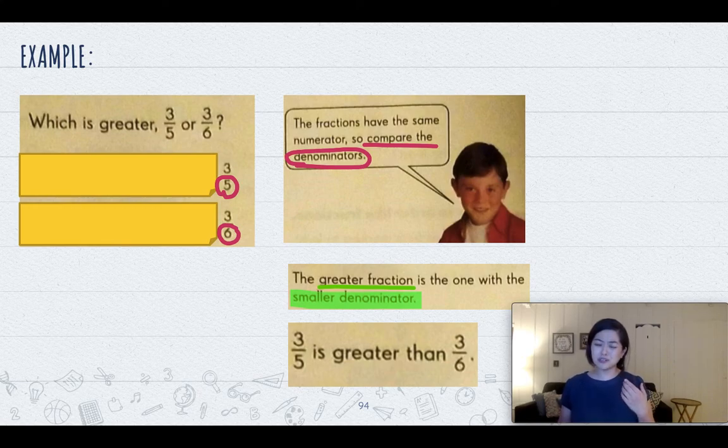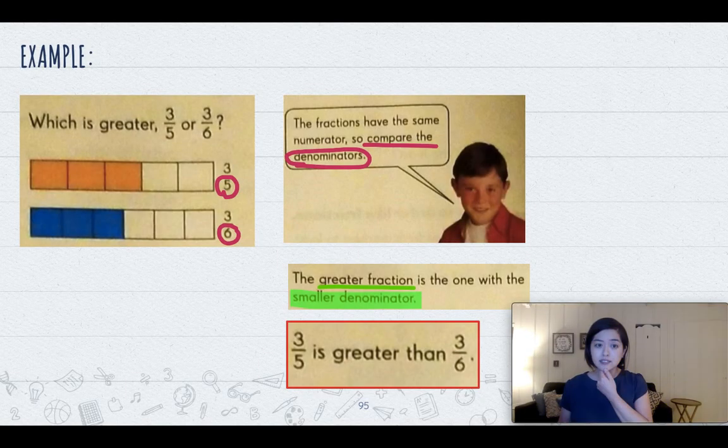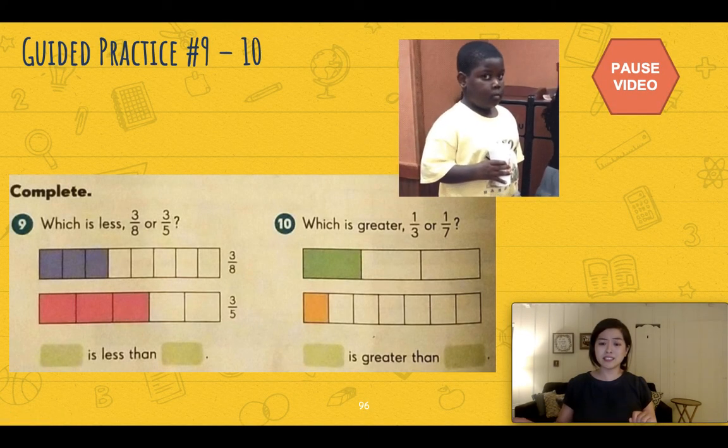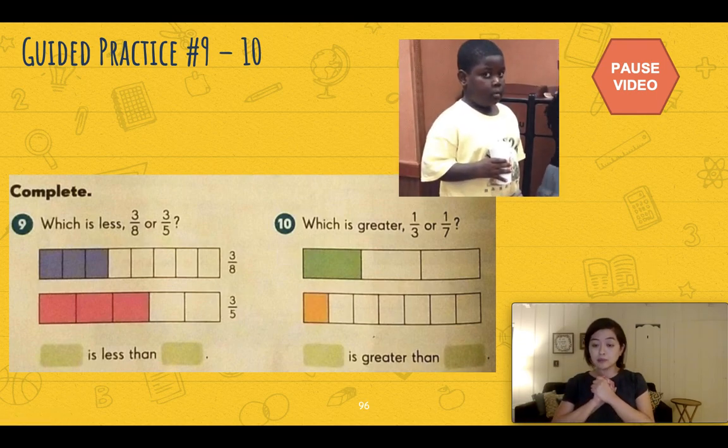But is it true? Do you remember what the model looked like? Here's what the model looked like. Here's 3/5, here's 3/6. Yes, it is true. So this rule stands. When we have unlike fractions where the denominators are different, but the numerators are the same, compare the denominators. The greater fraction is the one with the smaller denominator. Let's look here. Please do guided practice 9 and 10. These will be our last two problems for today. Pause the video and I'll be waiting.